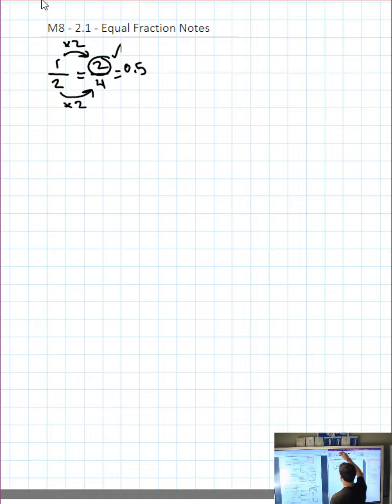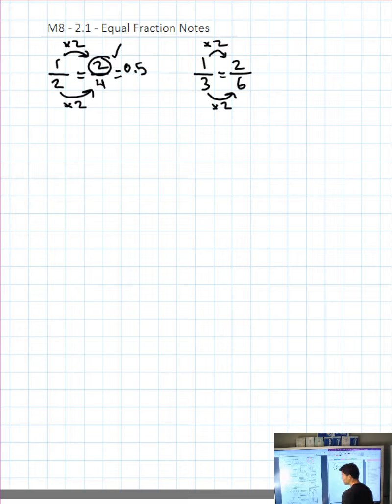Okay, so let's take another look at another simple example. Let's start off with over equals over again. So let's take a look at 1 over 3 equals what over 6. And again, how do I get from 3 to 6? I simply times by 2. And if I multiply the bottom by 2, I need to, again, multiply the top by 2. 1 times 2 is 2, and we get 2 divided by 6.